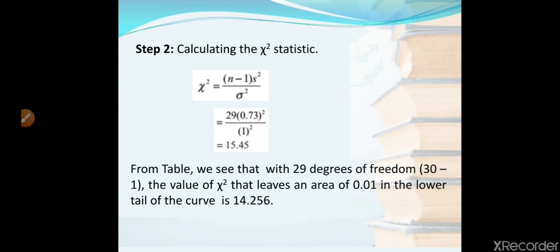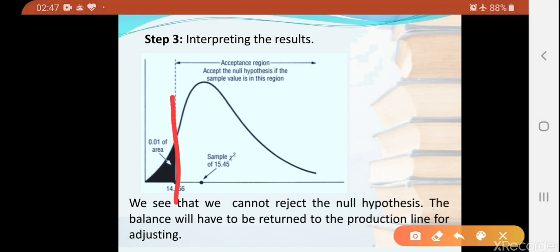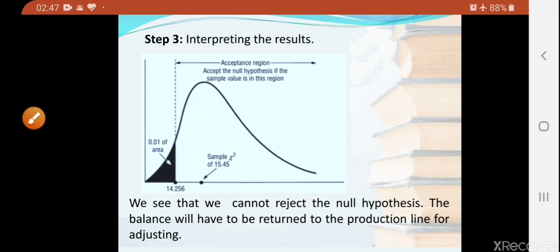Here we will again first of all calculate the chi-square value, n minus 1 s square upon sigma square. S is given, sigma is given, so we calculate chi-square as 15.45. Then from table, 30 is the sample size, so degrees of freedom is 30 minus 1, that is 29, and area is 0.01 on lower tail. So the whole area of 0.01 will come on this side. So corresponding to here the area would be 1 minus 0.01, 0.99 corresponding to this area under the curve.